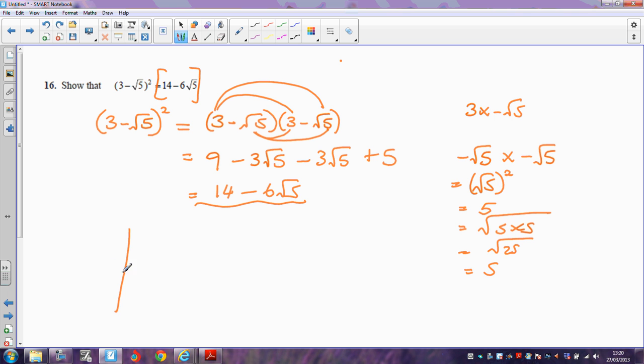Like I say, at the removing bracket stage, we could have done this: 3 and minus root 5, and then another 3 and minus root 5, and done the multiplication like this. 3 times 3 is 9, 3 times minus root 5 is minus 3 root 5, 3 times minus root 5 is again minus 3 root 5, and then minus root 5 times minus root 5 comes out as positive 5. Add these together, and again we get 14 minus 6 root 5.